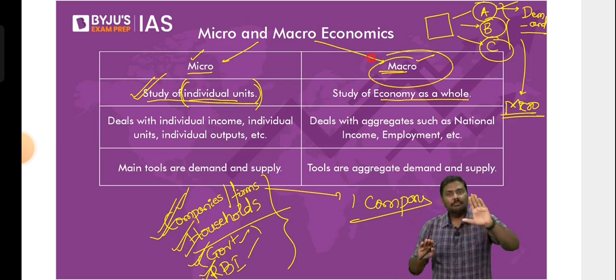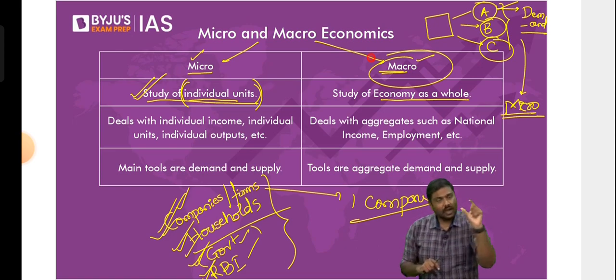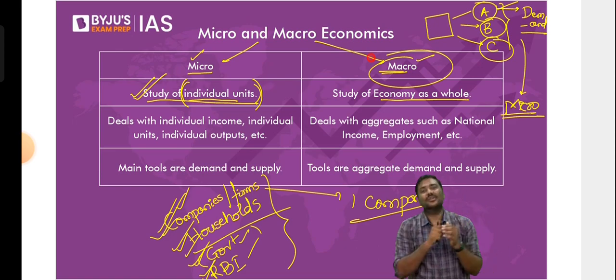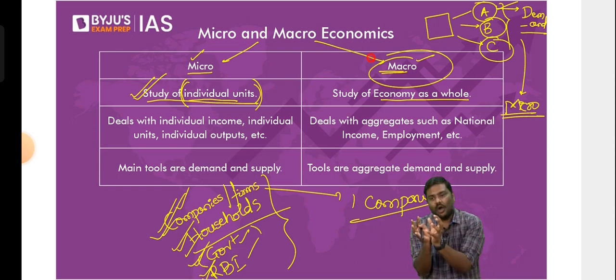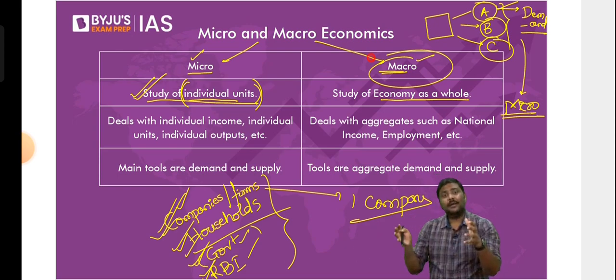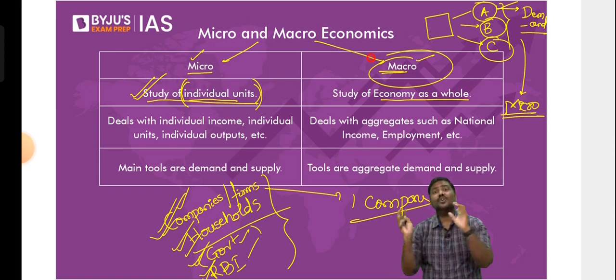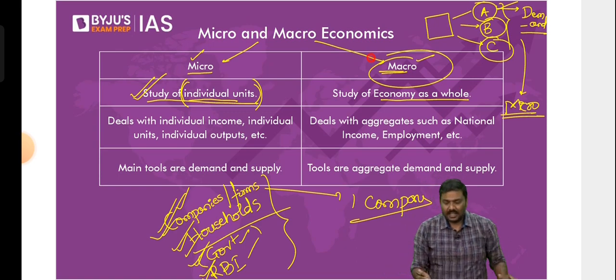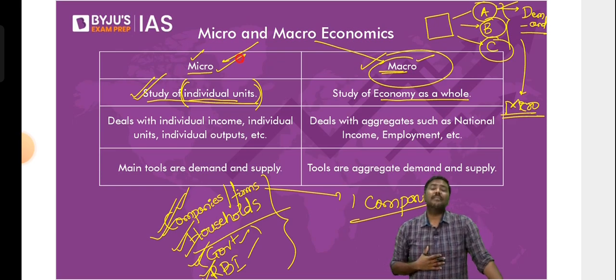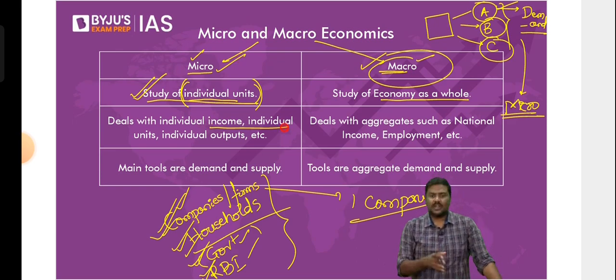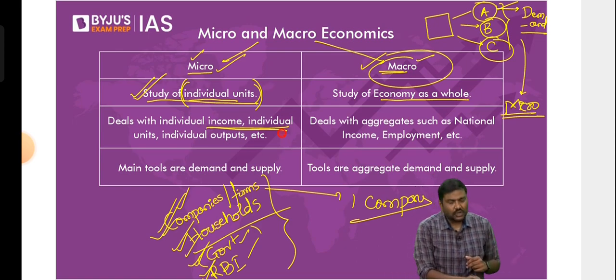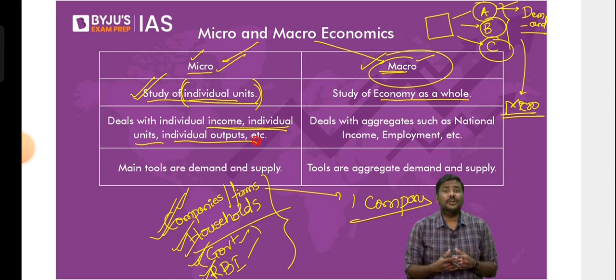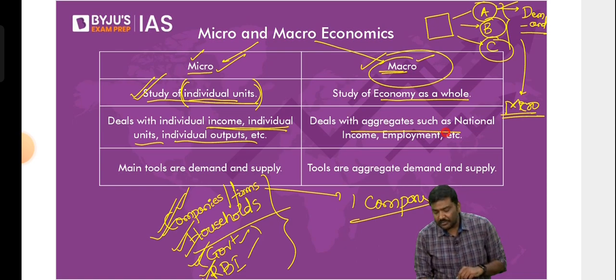So simple concept: micro means we focus on individual parts or individual units in the economy. Whereas in macroeconomics, we study all the components of the economy as one entity. All the companies, how much is the production? All the companies, how much is the supply? All the households, how much is the income, etc. That is the basic idea of microeconomics and macroeconomics. Another point of difference: under microeconomics, the study is done on individual incomes, individual units of production, individual units of output, etc. Whereas in macroeconomics, we focus on totals.